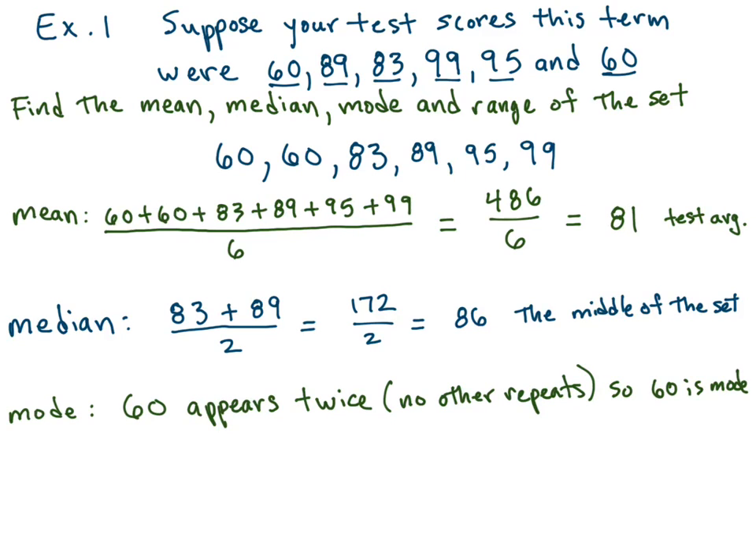And the last thing we want to find here is going to be the range. That's basically the span of the set. So we want to take the upper, or the largest number there, and subtract the lowest number. So we're going to take the largest, 99, minus 60, which is the lower, and we get 39. So 39 is the spread, or how far apart this thing goes from the lowest number to the highest number.